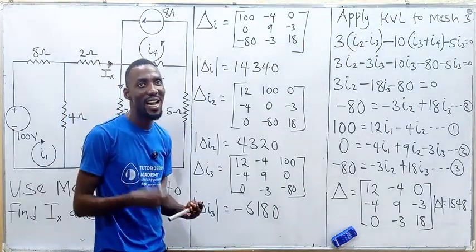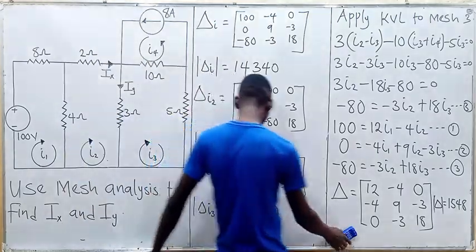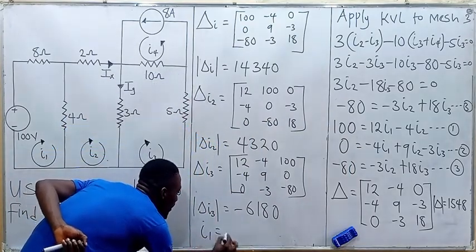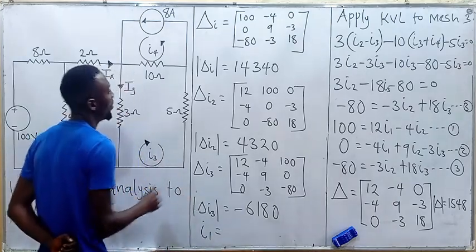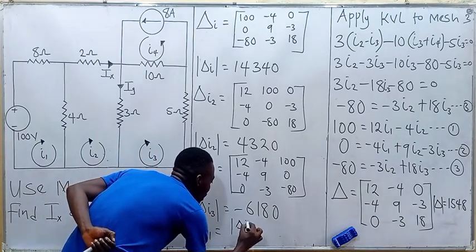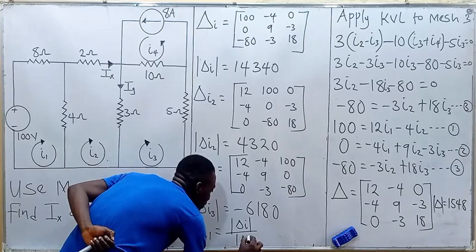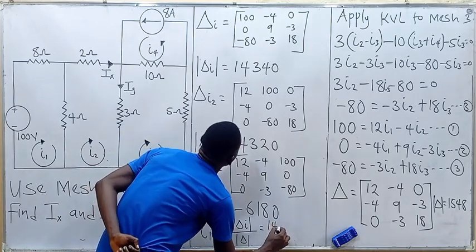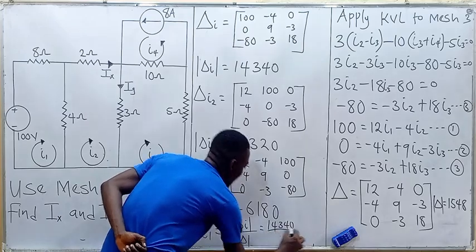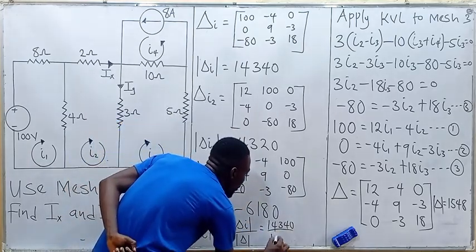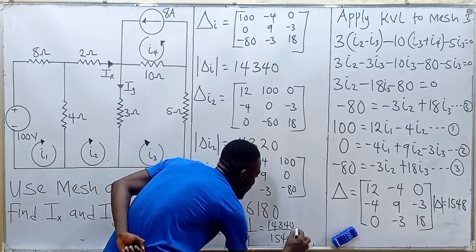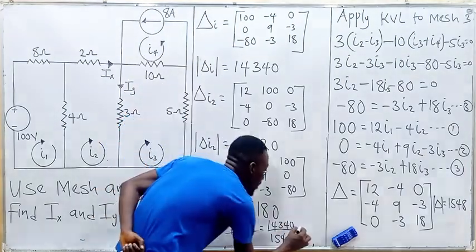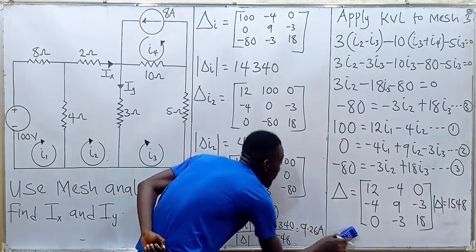So we can therefore find I1, I2, I3. Let's find I1 here. I1 will be equal to the determinant of change in I1 all over the determinant of change. So this will be equal to 14,340 divided by change. Change is 1548. So if you divide that, you are going to have your I1 to be 9.26 ampere.